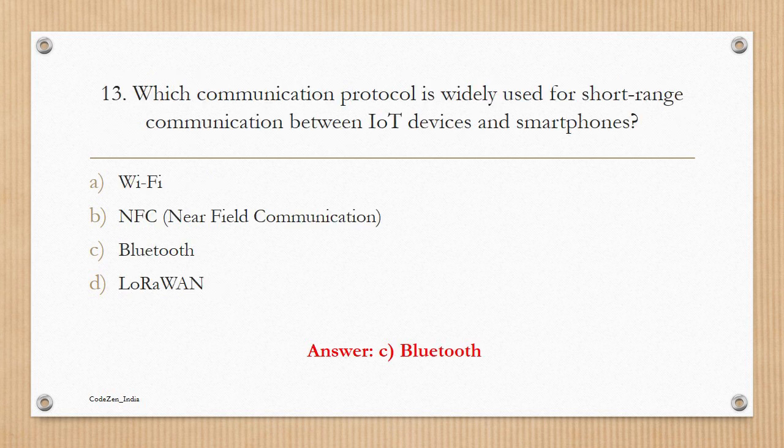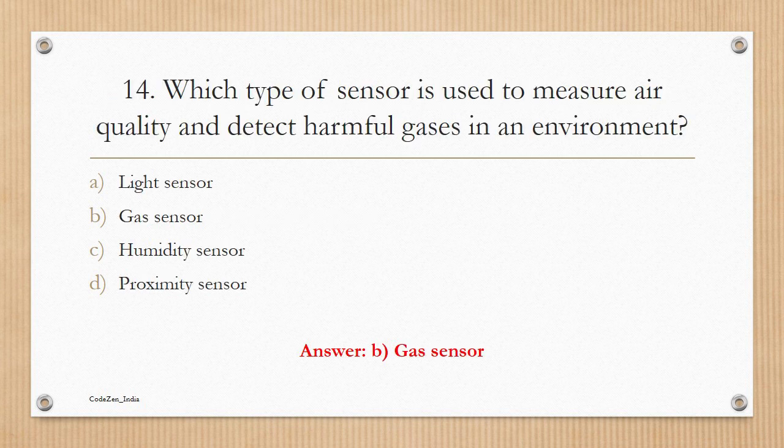13. Which communication protocol is widely used for short-range communication between IoT devices and smartphones? A. Wi-Fi. B. NFC, near-field communication. C. Bluetooth. D. LoRaWAN. Answer: C. Bluetooth.